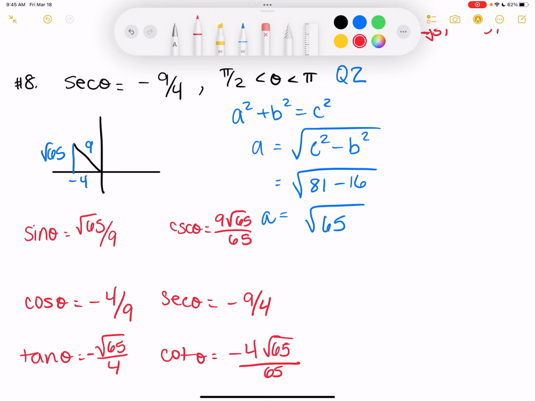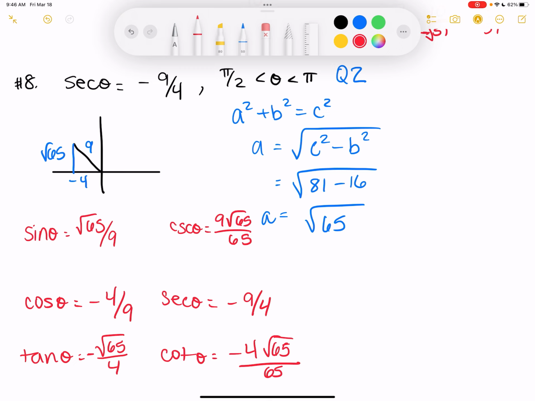How did you say for tangent that we figured out which one was the negative one? So with tangent, let's say that you were given -√65/4, okay? You know that tangent is opposite over adjacent. So you have to look at what quadrant you're in. I'm in quadrant 2, so what does that mean about my x and y values? In quadrant 2, x is negative, y is positive. My opposite is my y value, my adjacent is my x value. So the x value has to be negative, because of the quadrant.